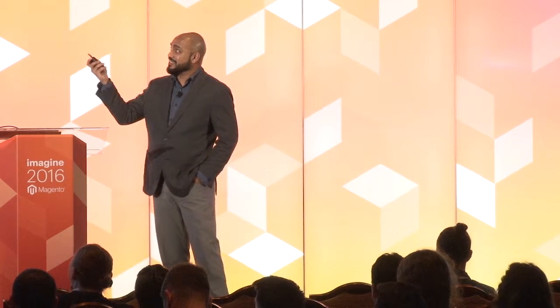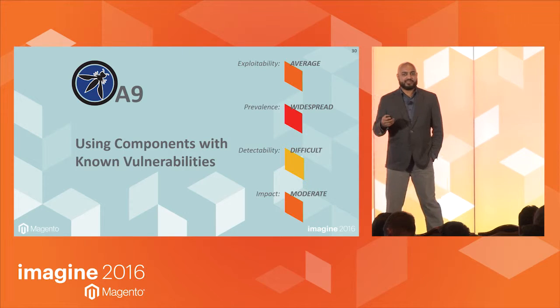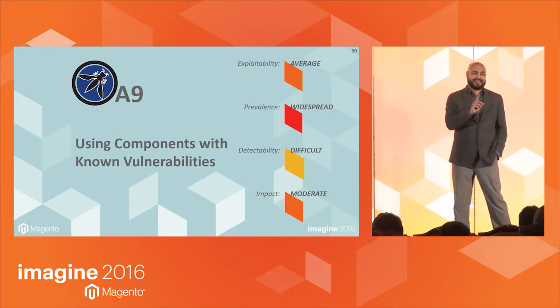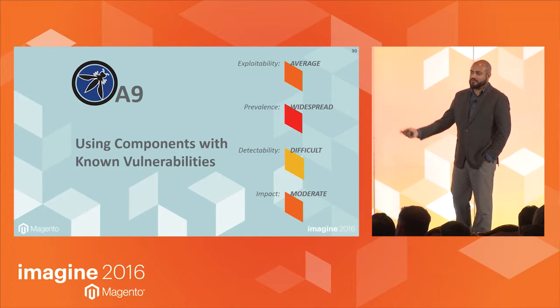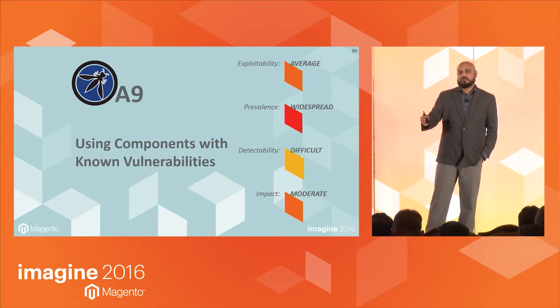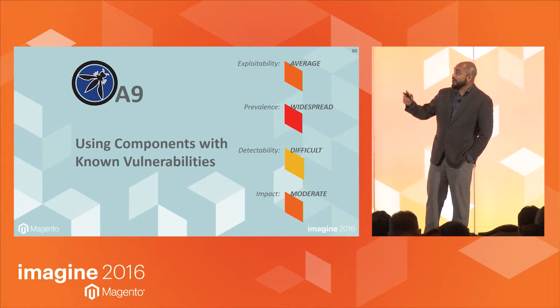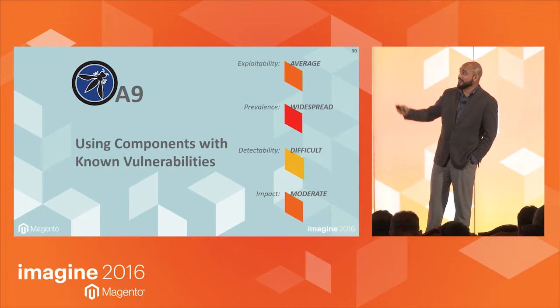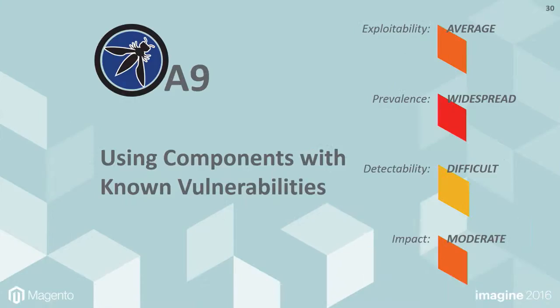Detectability is rated difficult because sometimes it's hard to tell what versions of software someone's running. But when you can tell, you can see the prevalence is widespread. It's very easy to script a search and find out who's running a vulnerable version of, say, even Magento, and then figure out how to attack it. But as I said, detectability is difficult, and there's a reason why this is low down on the list.